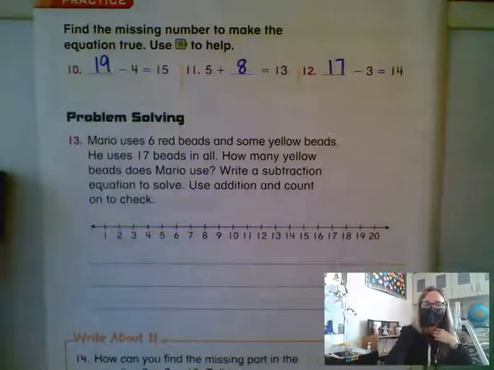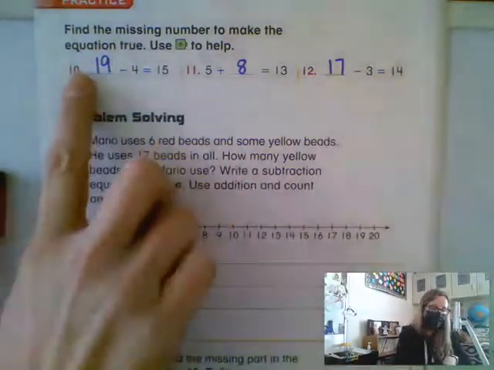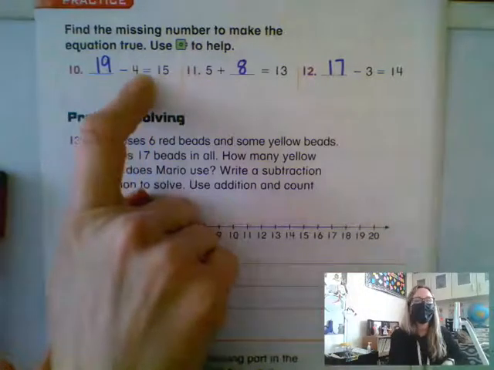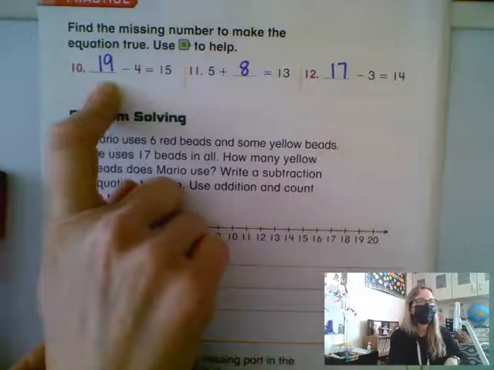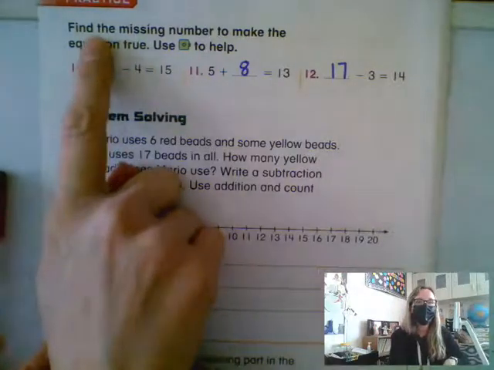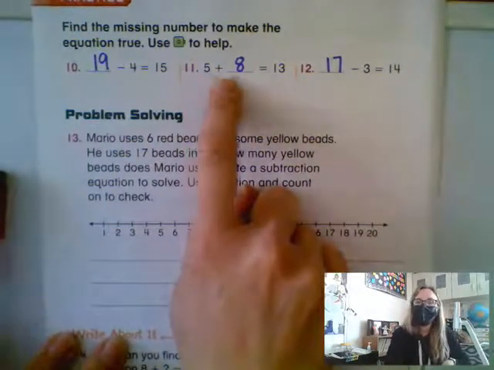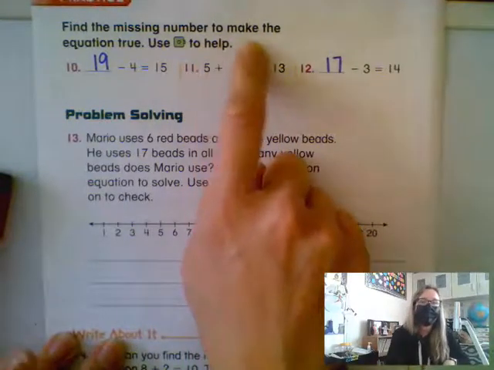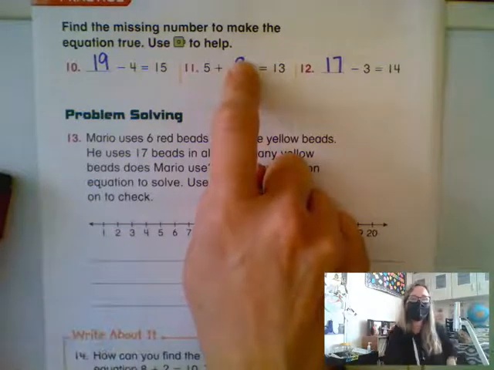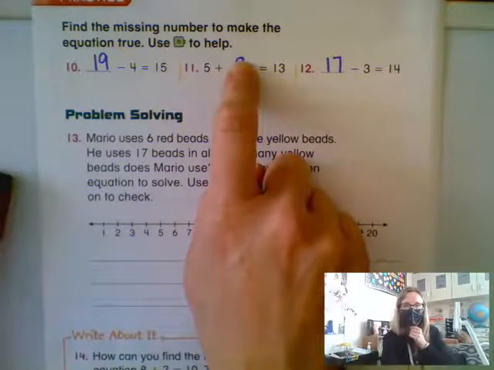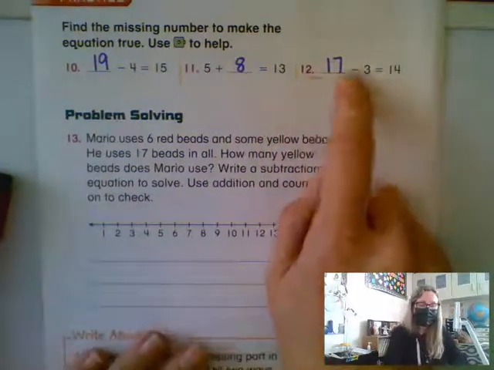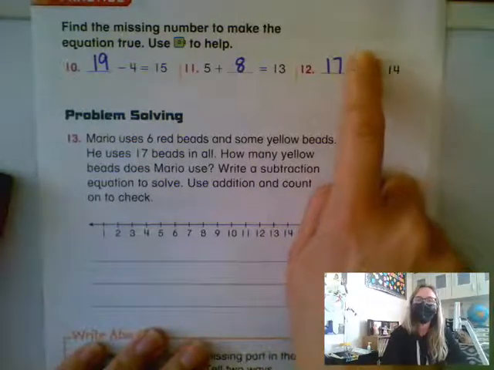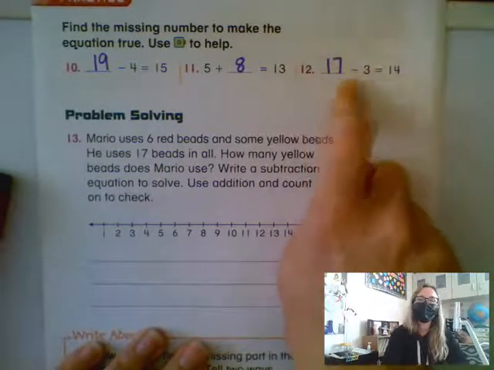Okay, welcome back, friends at home. Looking here, number 10, we had blank minus 4 equals 15. If we start at 15 and add 4 more, we'd get 19. So you should have 19 as your missing number. For this one, we had 5 plus blank equals 13. Well, if we start at 13 and take 5 away, it would give us our other part, which was 8. So you should have 8 as your missing number. For number 12, we had blank minus 3 equals 14. Well, if we work backwards and say 14 plus 3, that would give us 17. So you should have 17 on the line.